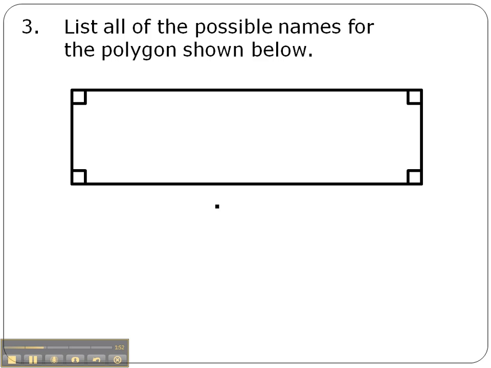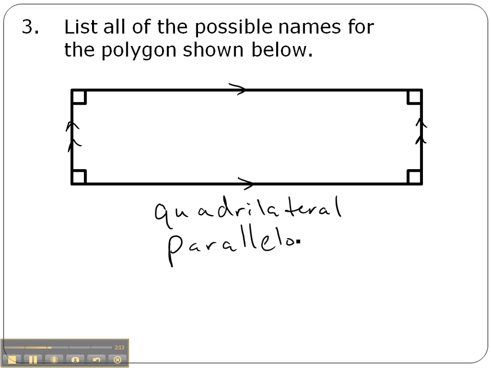Problem 3. List all the possible names for the polygon shown below. Well, right away I see that it has 4 sides, so I know it's a quadrilateral. Opposite sides are parallel and congruent, so that makes it a parallelogram. But a parallelogram with 4 right angles, 4 90-degree angles, is a rectangle. That would be the most specific name.